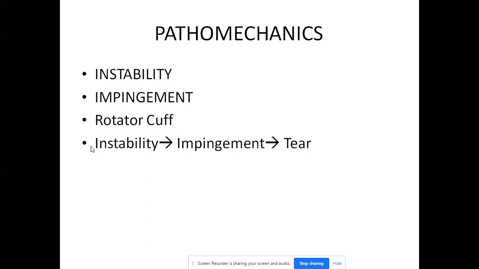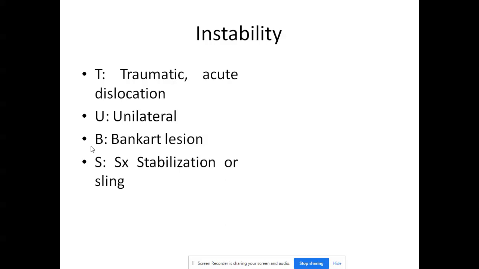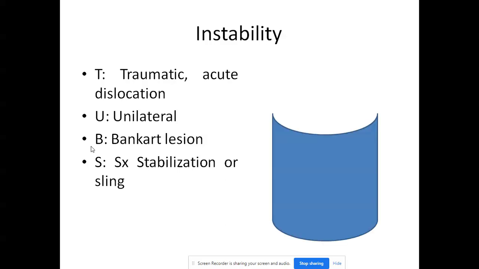Coming to the last and final part, pathomechanics of the shoulder joint. The first part tells about instability. There are two mnemonics to remember instability, TUBS and AMBRI. TUBS states that the first T is traumatic, that is, some trauma has occurred which is causing acute dislocation. Dislocation is nothing but when a bone is moving completely away from its parent bone.